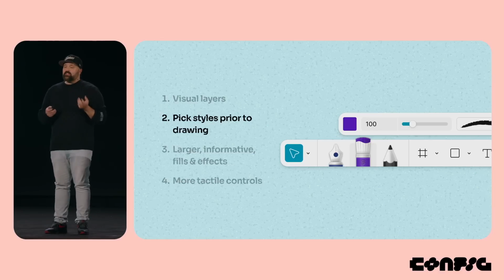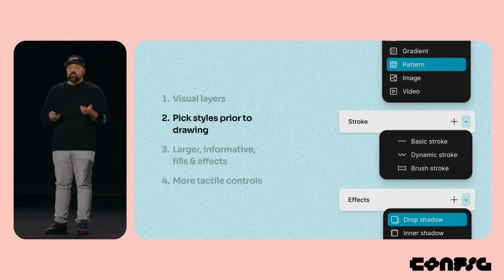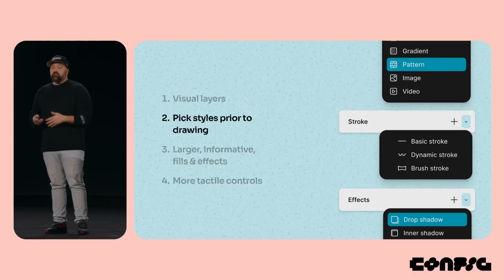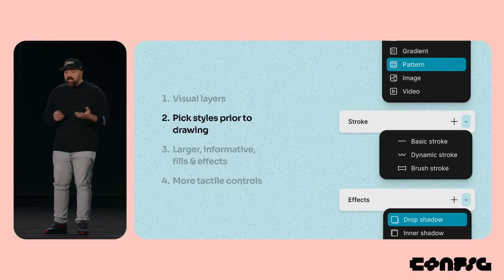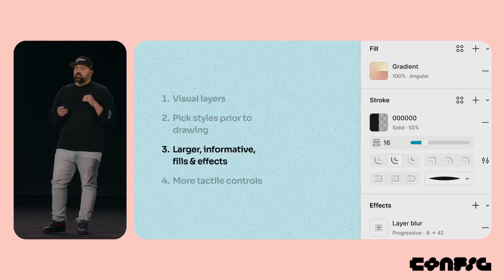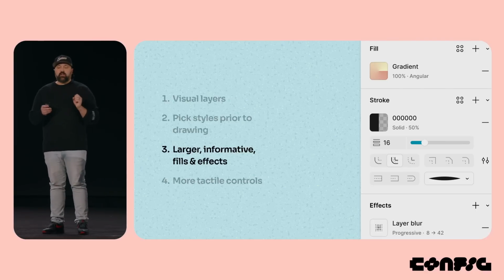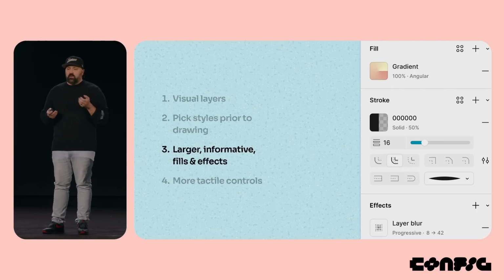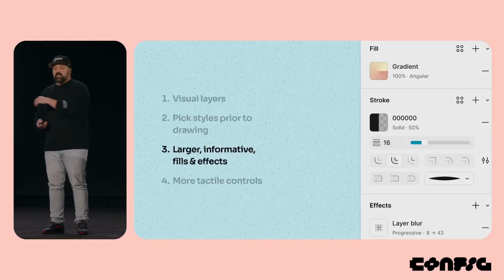And with our tool belt, we let designers choose properties up front before they start to draw. Like with a brush, you could choose the color and the size of it, or maybe the brush face. And for the properties panel, we added a drop down that allows you to choose fills and strokes and effects with intention. We realigned the properties panel to bring in bigger, juicier effect previews and made them more informative. Like for instance, you can see the progressive blur and the values where it starts and ends.